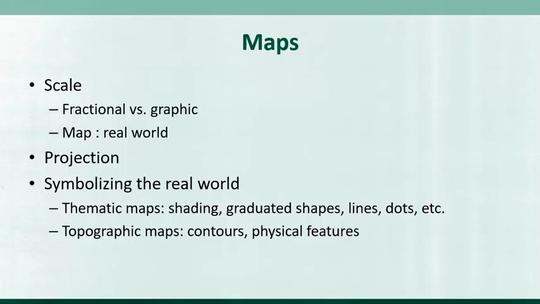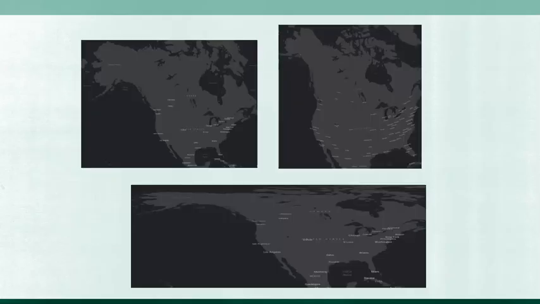I'm also going to show you some examples of all the different symbols that can be used to model the real world on a map so we can make some sense of interesting geospatial data that we might have collected. And this will be both through different types of thematic maps that use shading and shapes and lines and dots to show things, or topographic maps that use little brown lines that you'll be using in this class to help us understand physical features. So first, here is North America projected using 3 very different projections.